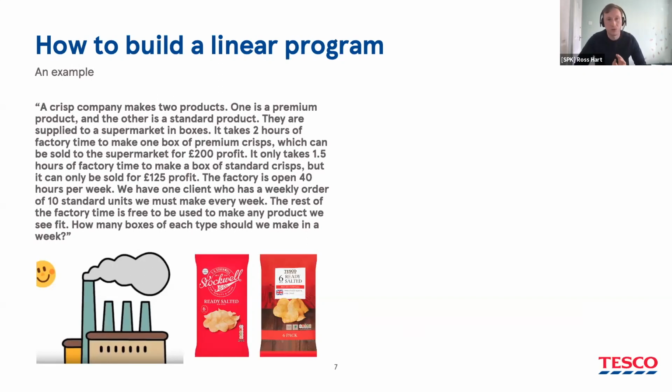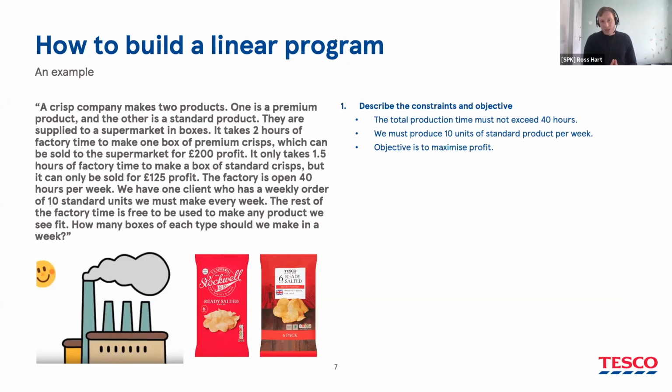The factory is open 40 hours per week, and we have a client who already has a weekly order of 10 standard units that we need to fulfill. The rest of the factory time is free to be used how we see fit. So the question is, how many boxes of each type should we make each week? A lot of people can probably already see what the solution might be, but we're going to go through it mathematically and demonstrate exactly what's happening in linear programming by doing that.